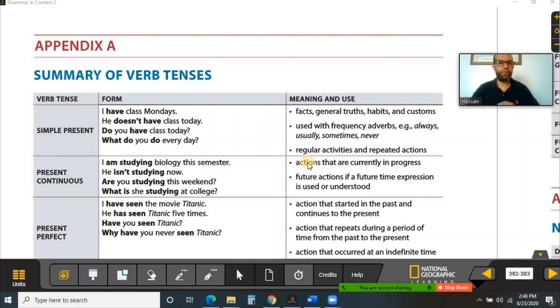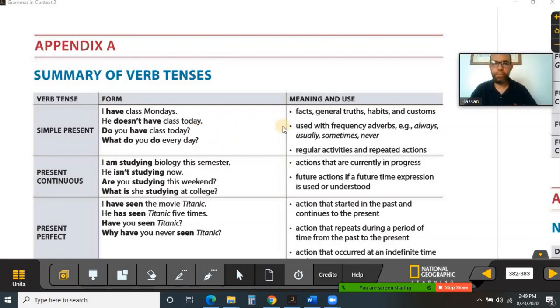Let's start with the first one, which is the simple present. As you see here, I have a summary of all verb tenses on this page. Now let's start with the simple present. The form is very simple. With a plural subject, the verb does not change. If it is speak, it's speak. If it is write, it's write. If it is make, it's make.